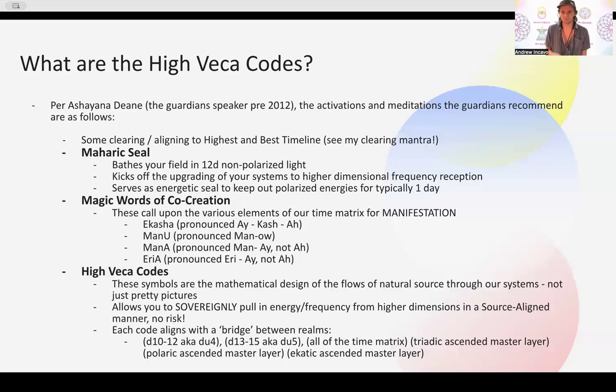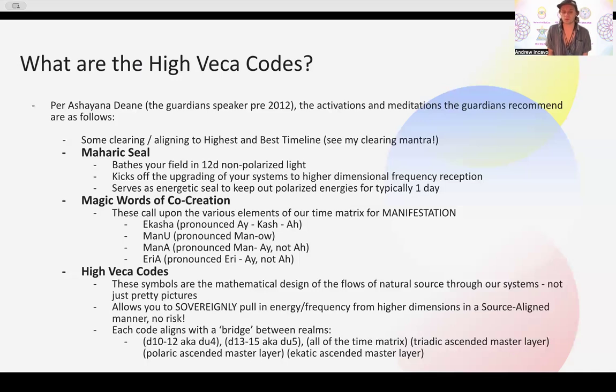That's the first thing. Secondarily, you want to bring in your Maharic seal. The Maharic seal is going to bring in 11D and 12D light from the natural flow of source. Source flows through the Templar grid. There's a 12 node Stargate grid that everything is built upon, right? And that's what our 15D time matrix is built upon.